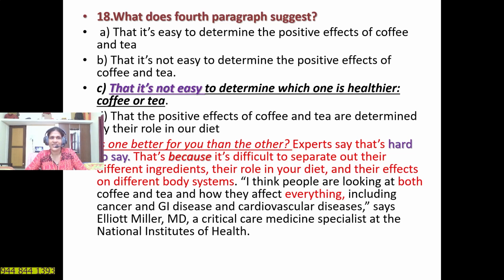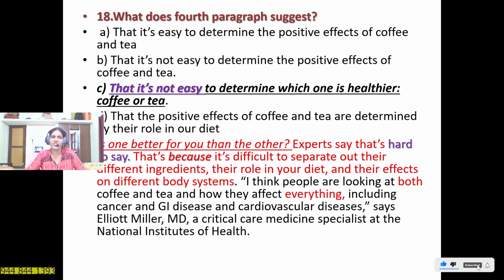Suggestion is there. They suggest that it's easy to determine the positive effects of coffee and tea. They don't mention it. That it's not easy to determine positive effects of coffee. They don't mention it. But they do say that it's not easy to determine which one is healthier, coffee or tea. The topic sentence itself is giving the answer. Is one better for you than the other? There's a question mark, right? So it is difficult. And they say that it's hard to say. Hard to say is nothing but not easy.